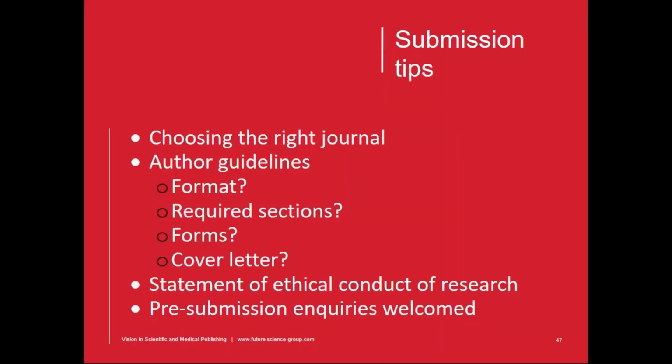So my tips to avoid some of these initial problems, first of all, centre on this issue of scope. So on choosing the right journal for your work in the first instance. And once you've done that, using that journal's author guidelines to make sure that you have everything in place for the initial submission. So is it formatted correctly? Does it have all the right sections? Do you have those forms? Do you have a cover letter, etc.?